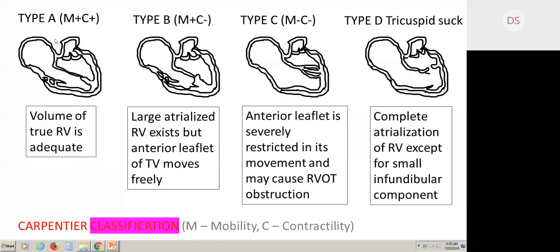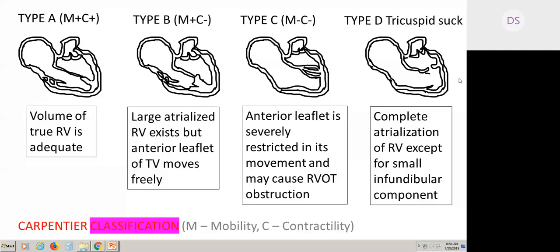You can see here that in type A, you have the mobility of the tricuspid valve and the contraction of the right ventricle quite satisfactory because the volume of the true right ventricle is adequate. In type B, you have the atrialized right ventricle, which is bigger, but still the anterior tricuspid leaflet moves freely. That means the movement is good. In type C, even the anterior leaflet mobility is restricted and it can go into the right ventricular outflow tract. So the mobility is not good and the contractility is not good.